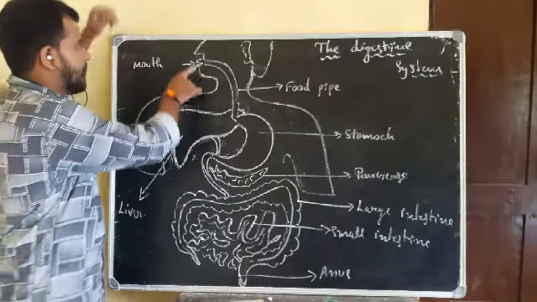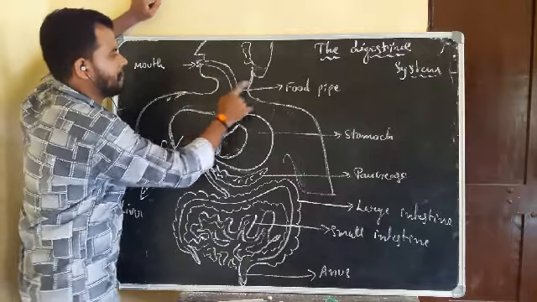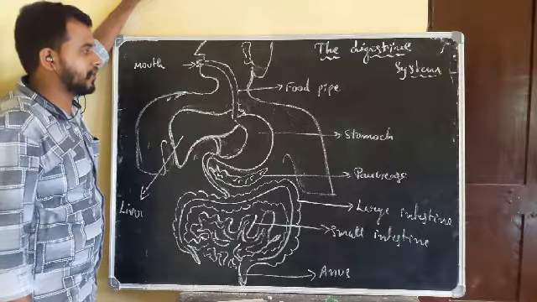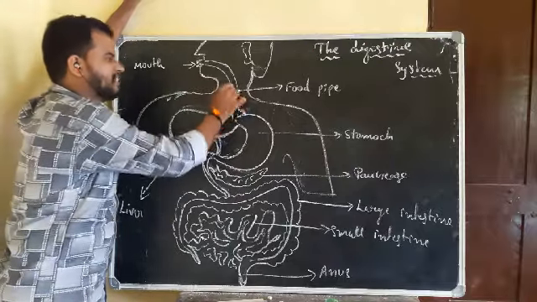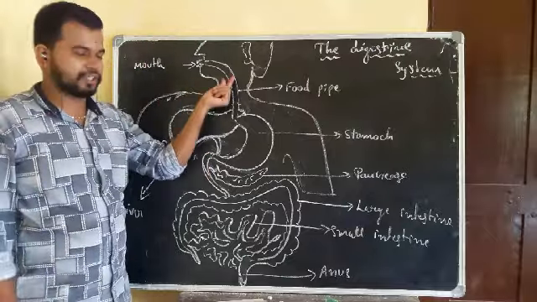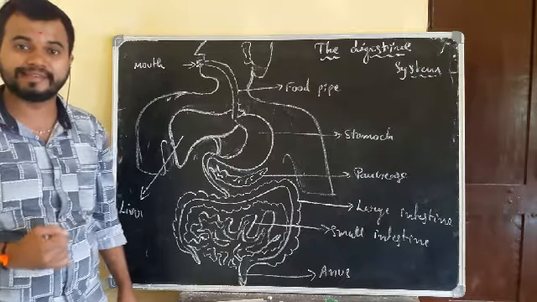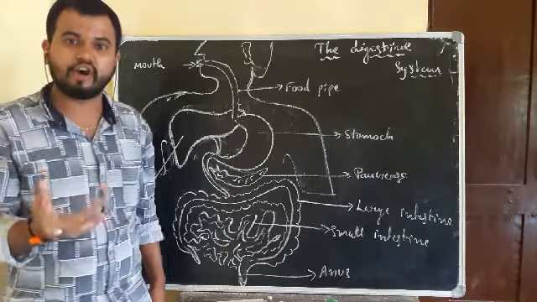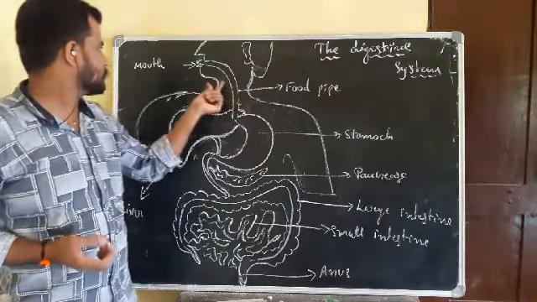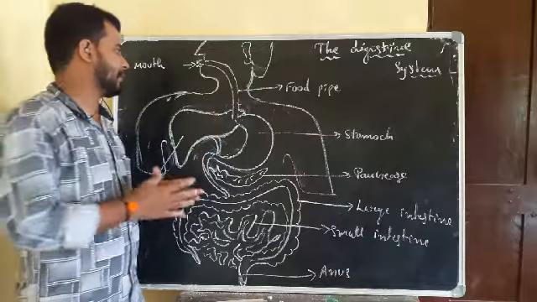That food passes through this pipe. That pipe is called the food pipe. Without saliva, it is difficult to swallow the food. Because the saliva makes the food moist and soft, and it helps the swallowing of food through the food pipe.